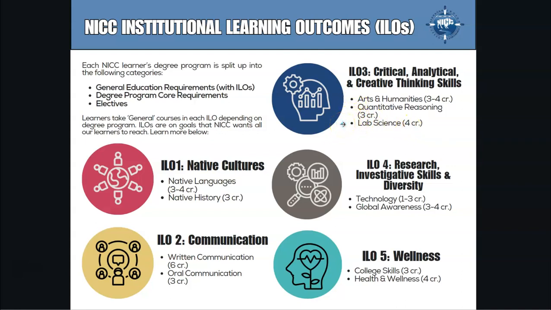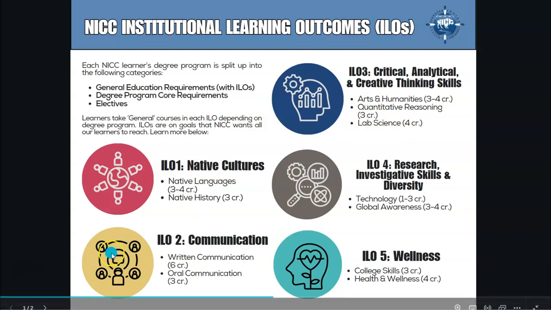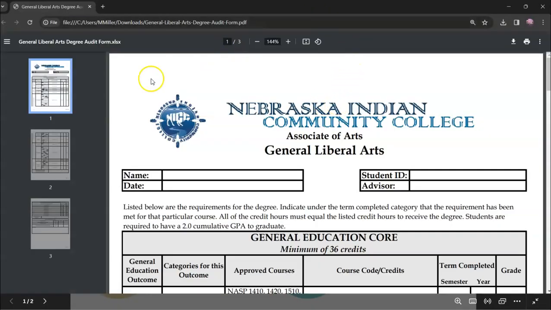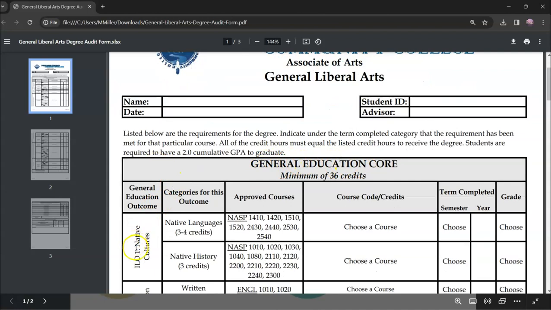The next step is how do we know which classes qualify for meeting those requirements? In order to find this out, we're going to pull up a degree audit form. This may look familiar to you, and keep in mind that this one is labeled General Liberal Arts, but everyone will have a slightly different variation depending on your degree program. We still have the main components, where we have general education. For example here, we have that same requirement of ILO 1, native cultures. We want all of our students to grow in native cultures. They do this by taking a native language class and a native history class.